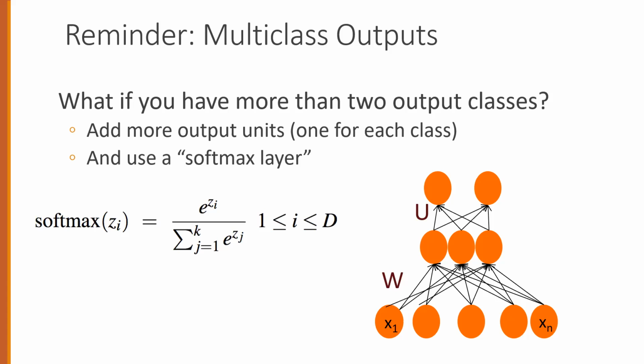Now, what if you have more than 2 output classes? In this example, we talked about sentiment analysis for the positive and the negative. But what if there is a neutral class also? So what we can do is add more output units, one for each of the classes, and then use a softmax layer to give the probability distribution over the output classes.